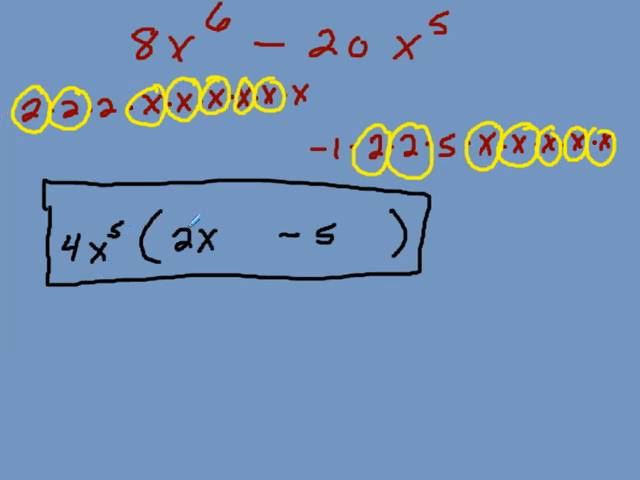4x fifth times 2x. 4 times 2 is 8. X to the fifth and x to the 1 gives you x to the sixth. 4 times a negative 5 is negative 20. X to the fifth. Let's just put that down there. Now let's compare this to our original. 8x to the sixth, 8x to the sixth, minus 20x to the fifth, 20x to the fifth. They're exactly the same. So we have done a correct job. So it checks out.